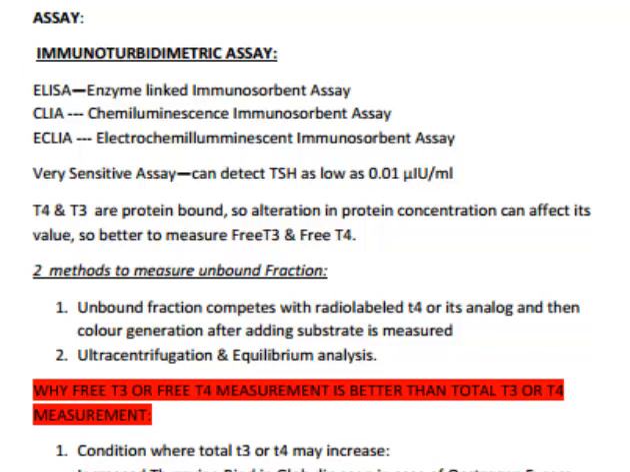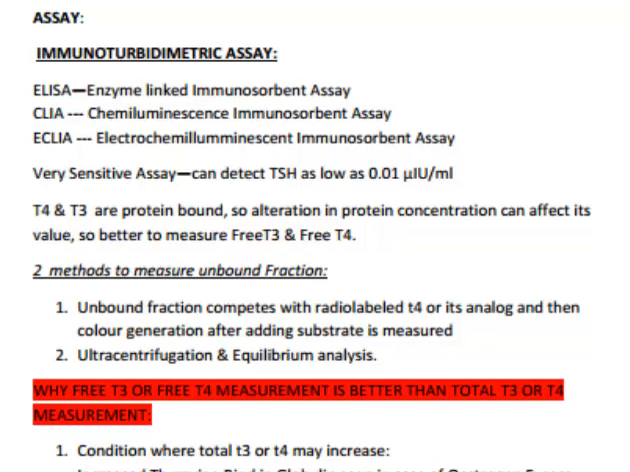Now, what are the methods by which thyroid function tests can be measured? It is mainly by immunoassay. Different immunoassays include ELISA, CLIA and ACLIA. These are all basically immunoassays. Now, total T3 and T4 are also measured by immunoassay methods.